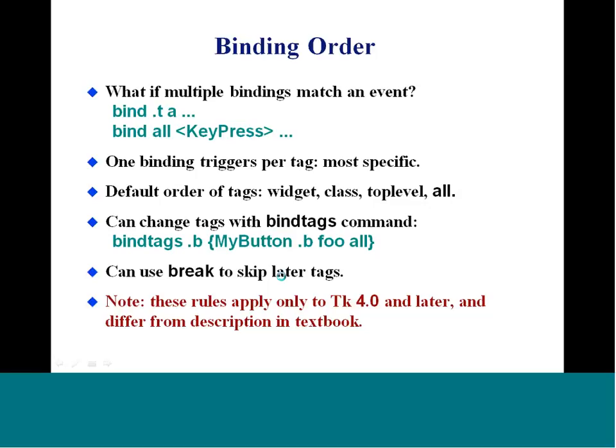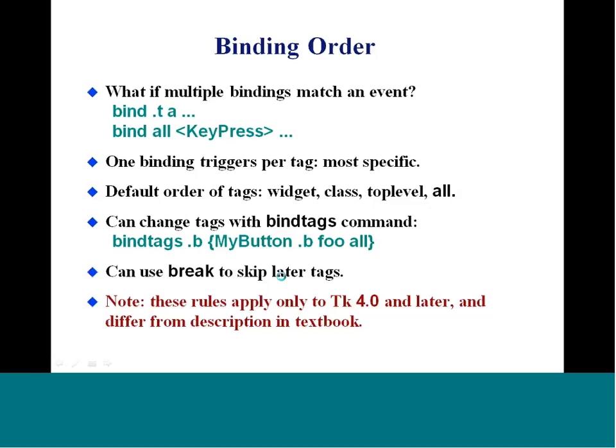In a regular programming setup, everything is executed one by one. As you know, Tcl is an interpreted language, so every line is executed one after the other. But in a graphical motion, many events are happening at the same time. So what happens when you have multiple bindings that match one particular event?